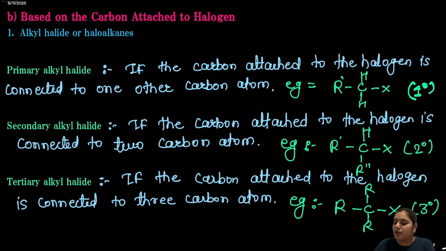Okay. So in primary alkyl halide, the carbon is attached to one carbon, in secondary alkyl halide, the carbon is attached to two carbons, and in tertiary alkyl halide, the carbon is attached to 3 carbon atoms. So this classification becomes extremely important when we study SN1 and SN2 reactions.